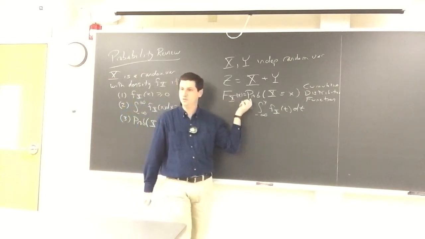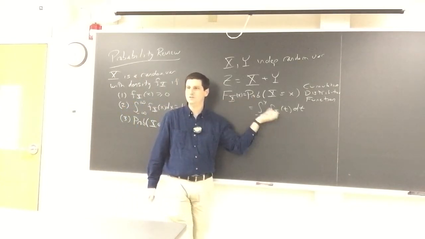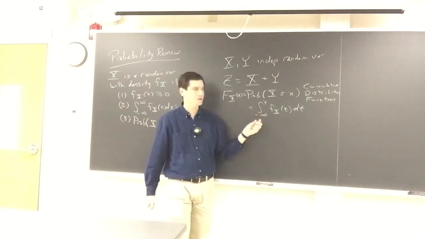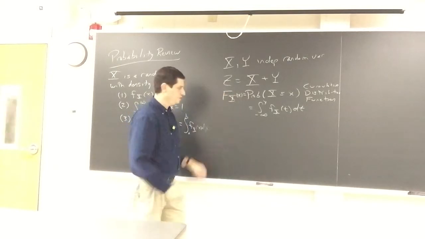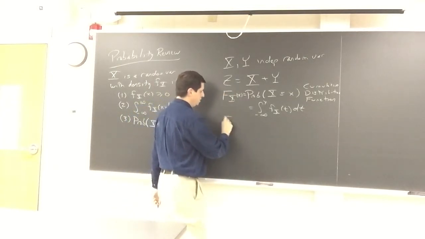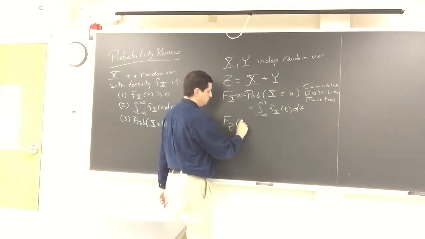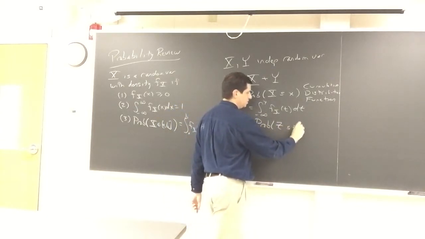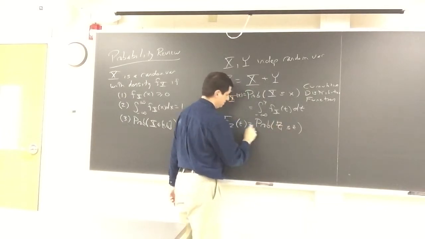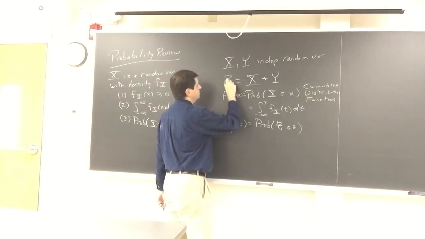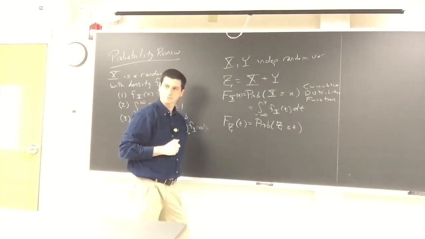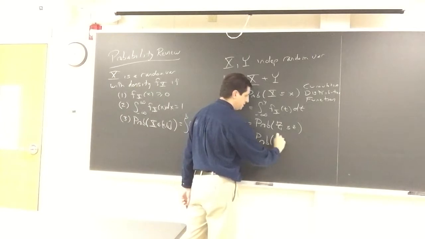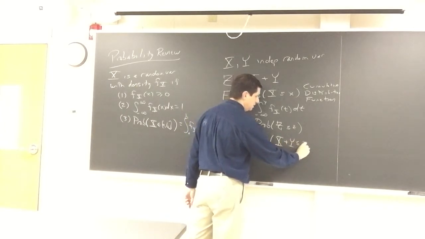And so I want to calculate what is the probability density function. Well, if I know the cumulative distribution function, how do I get the density from it? You just take the derivative. So let's calculate the cumulative distribution function of Z. We'll say F_Z of little z will be the probability that Z is less than or equal to little z. So this is the same as the probability that X plus Y is less than or equal to little z.